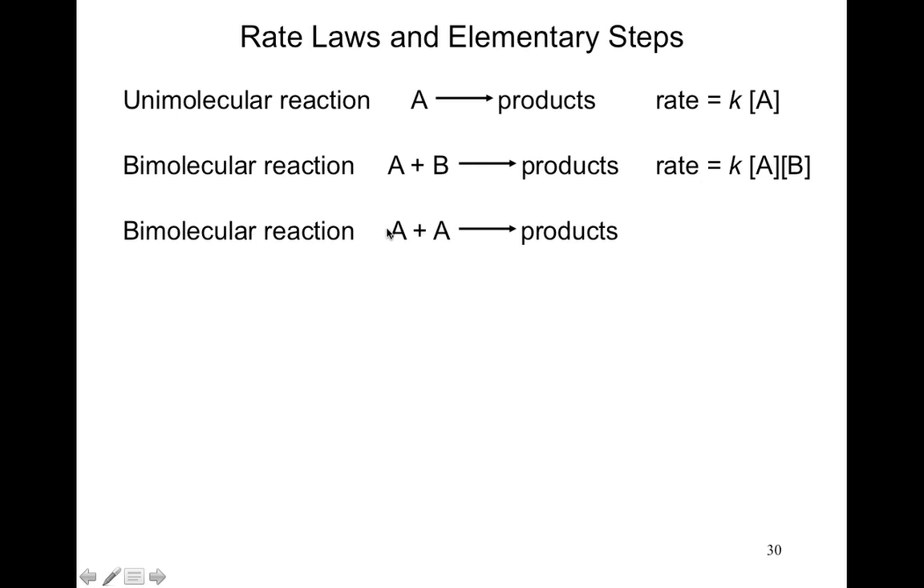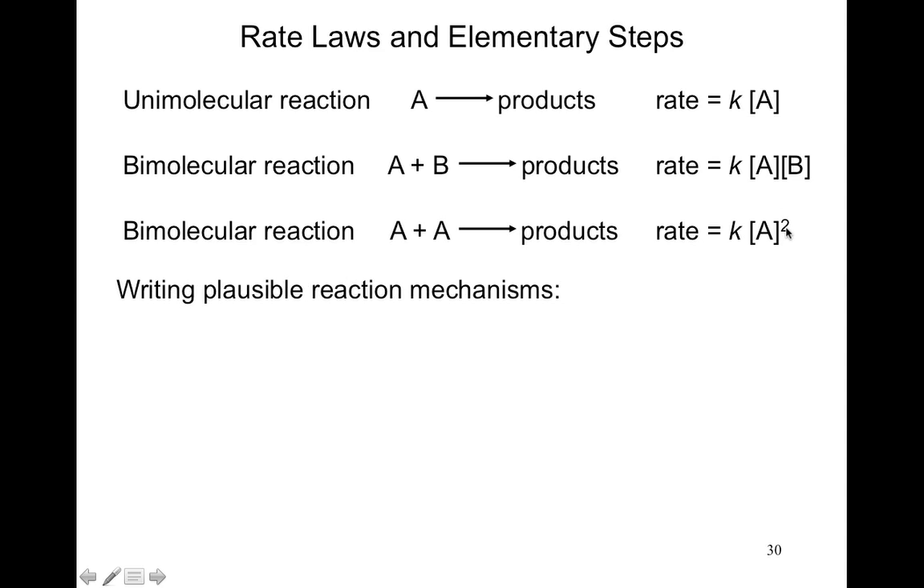In a bimolecular reaction, it could be A plus A yielding products, so the rate would be equal to the rate constant times [A] squared, because we're showing that our products are dependent upon the concentration of A squared, because there's twice as much as there should be.